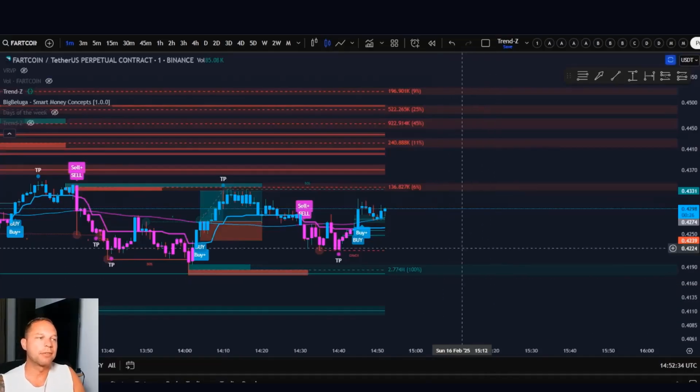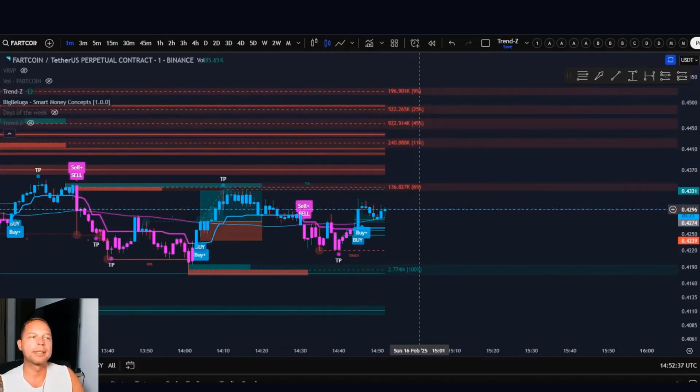Now to conclude, let's look at a few more other timeframes or coins. In this case, Fartcoin has done a little something again. That means it has a sell.